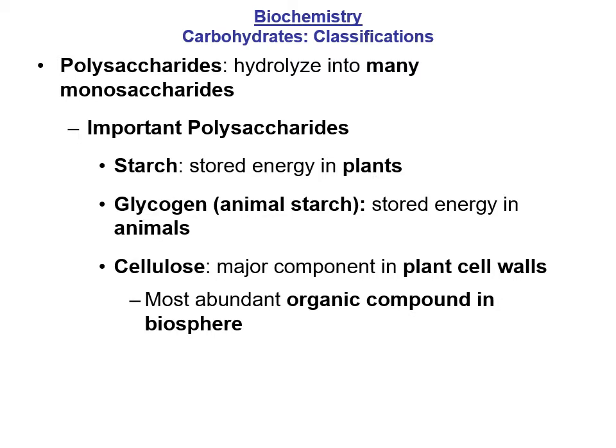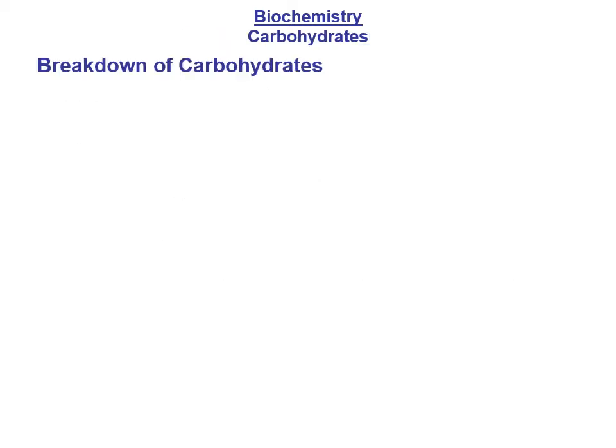And so those are the different classifications of carbohydrates: monosaccharides, disaccharides, and polysaccharides. Now, if we look at how carbohydrates get broken down, they can get broken down through hydrolysis. They can get broken down through oxidation, which is actually how we break them down for energy inside the body, and they can be broken down through fermentation.